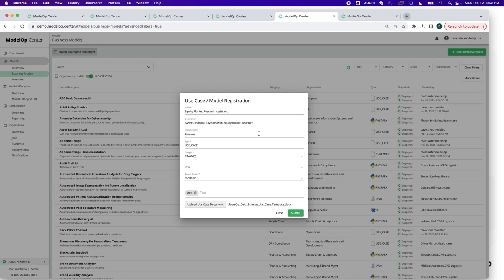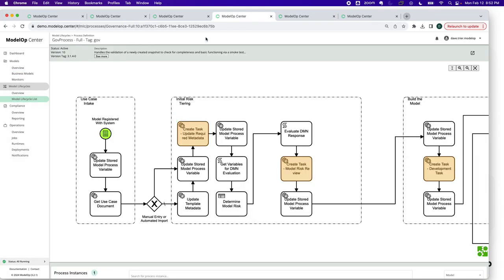For example, as a model owner, I have a potential generative AI use case, an equity market research assistant. I want to, as per policy, register that within the governance system. And you'll notice that the ModelOp Center automation automatically picks up and says, hey, I've got a new AI system that's been registered per my governance policy, guided by regulatory. The first step is to make sure that we've collected all the metadata.